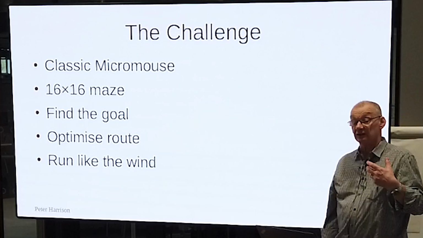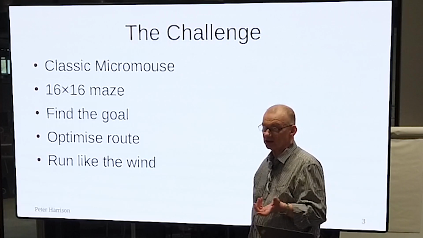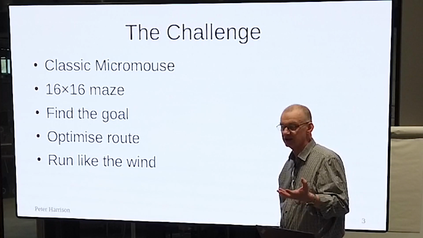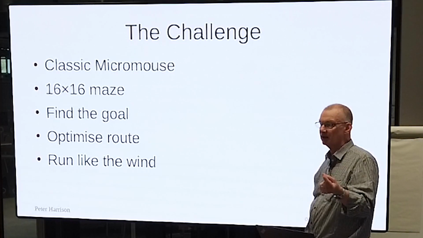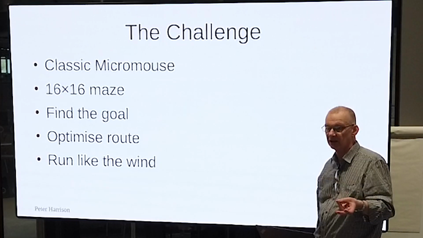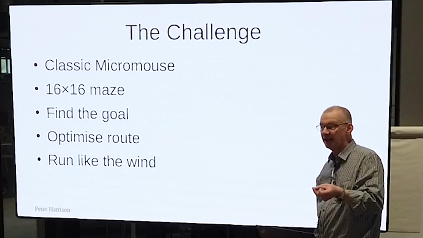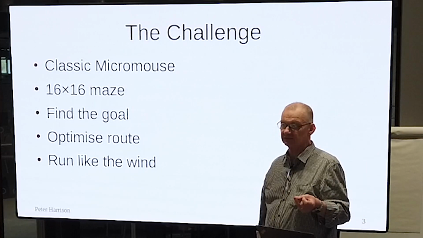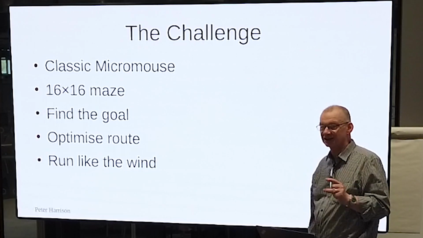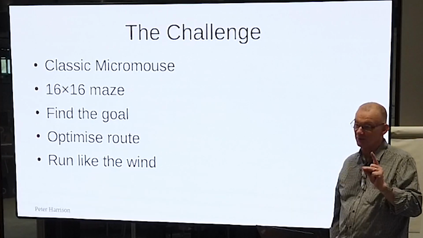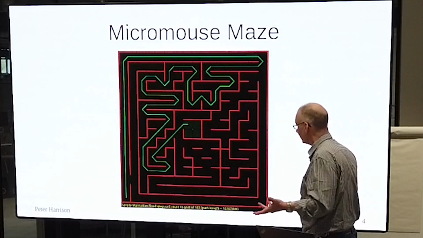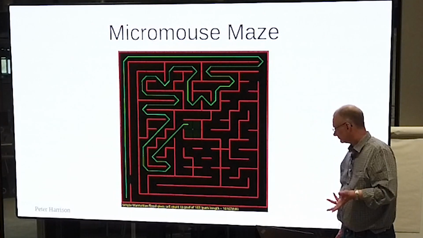Once we've found the goal, we have to optimize the route, and then we have to run it as fast as we can. And these are very distinct, separate phases involved. Finding the goal, optimizing your route or path, and then running it fast. And today, I'm not really looking at running it fast, because that's something you'll be able to do once you've done the other two, right? That's kind of your problem. That's where the contest is in many respects. So a standard MicroMouse goal would look something like this.